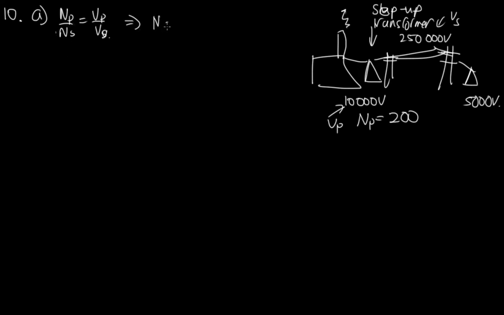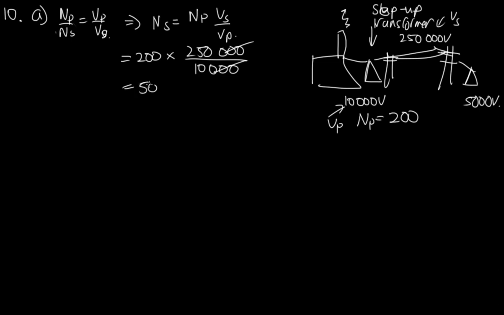So this tells us that NS is equal to NP times VS on VP. So now all we need to do is substitute in. NP is 200, the secondary voltage is the 250,000, the primary voltage is equal to the 10,000. A lot of these thousands will cancel off, and then solving that we end up with 5,000 turns.